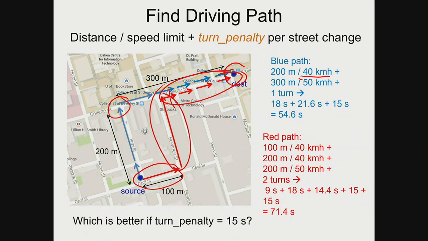And then we'll say College is 50 kilometers an hour, so 200 meters along it. But we turned twice. Okay, we turned there and we turned there. So we had 2 turn penalties, and we get a travel time of 71 seconds.